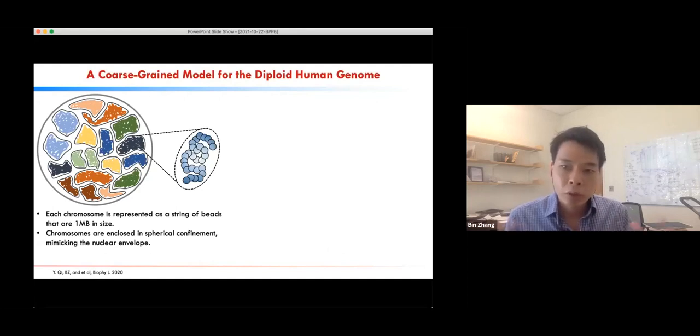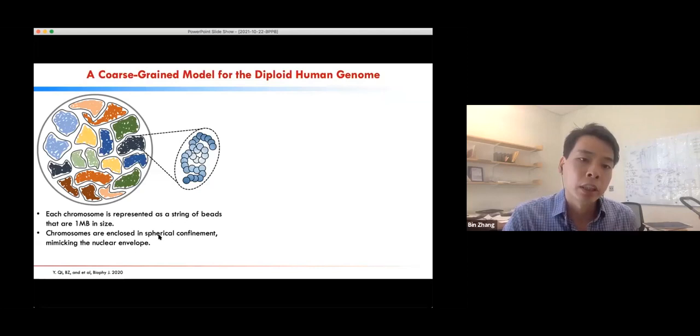But to study the genome organization and phase separation in the nucleus, we first need to build a model for the genome. But as I mentioned in the beginning, modeling the genome can be quite challenging just because of its sheer size. To make any meaningful progress, we essentially have to throw away our beloved atomistic detail and work with coarse grained models.